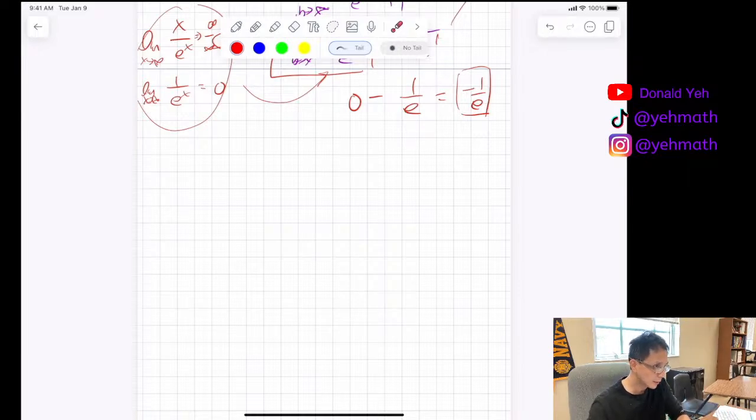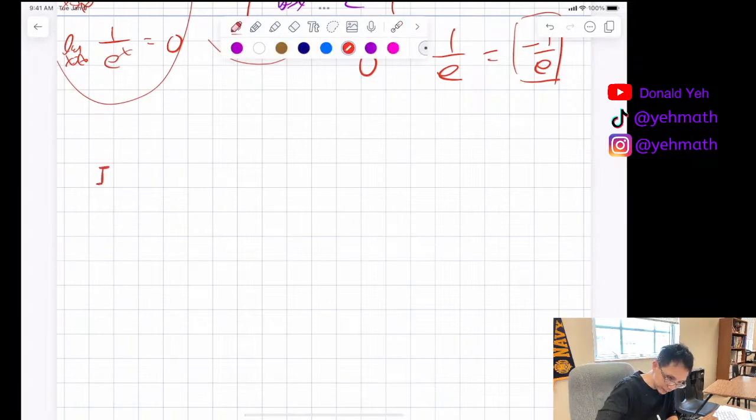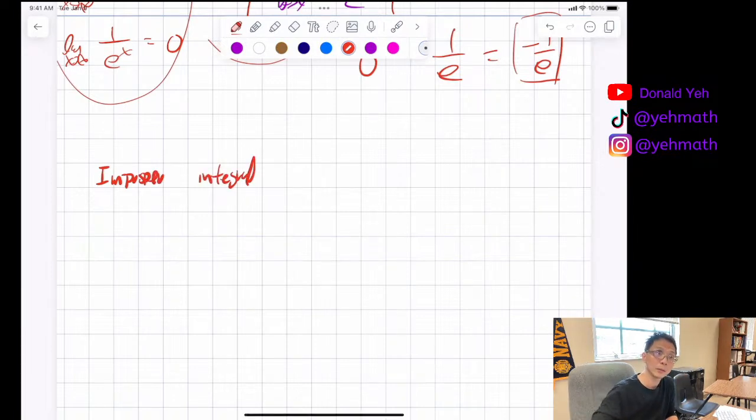Okay, so what happened? We were outside for like 5 seconds. Allergy. Let's do. All right, so we're gonna go to improper integral. Okay. Sorry. Quick time.